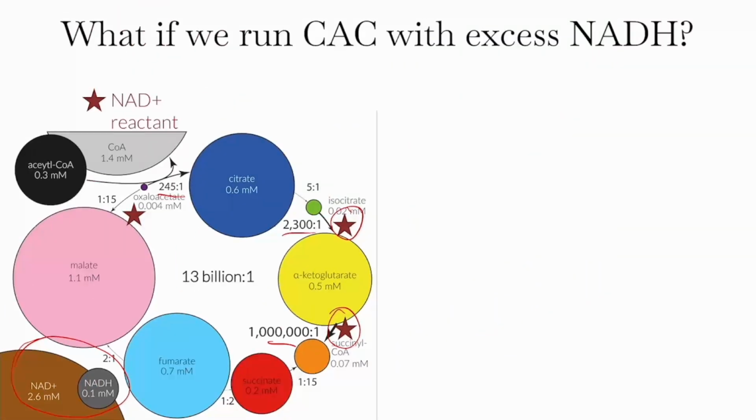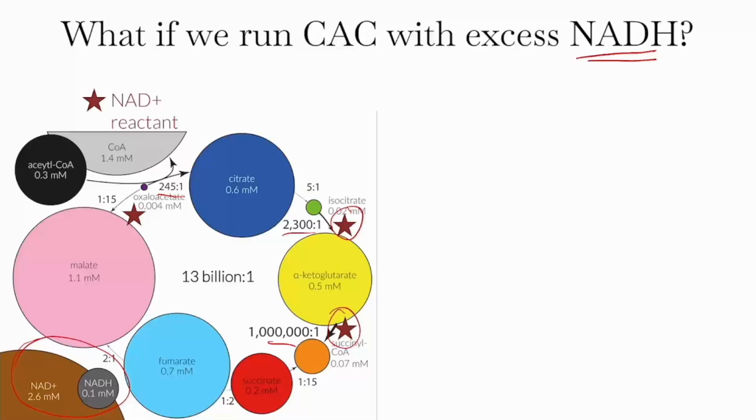Let's do a thought experiment. What happens if we flip that over? What if we make excess reactants relative to products? What if we flip that ratio? So this is a good point. Stop, think about it for a second. Turn to your neighbor if you have a neighbor. What's going to happen if we increase the concentration of NADH?